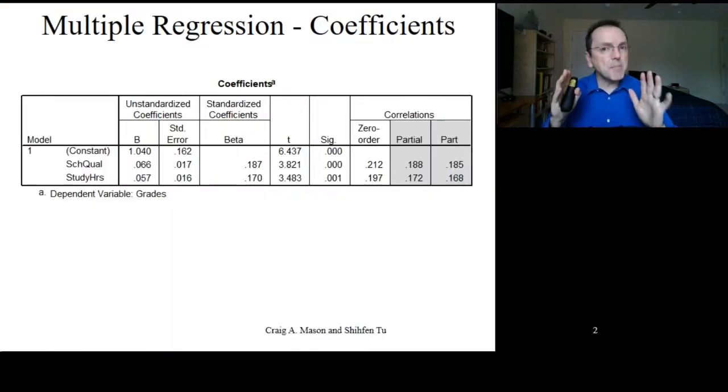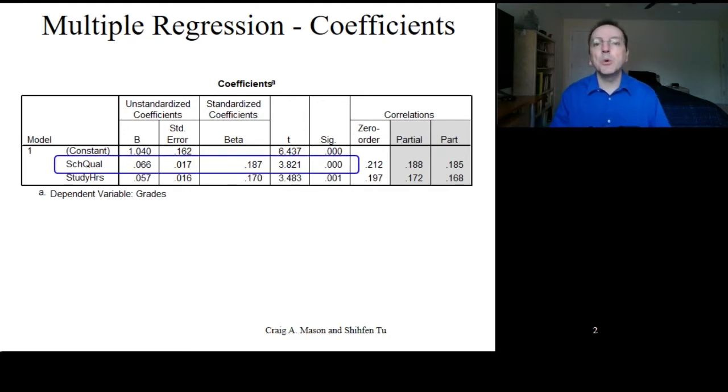First, let's step back and review how the t-test for a regression coefficient works. Here's the coefficients table from an analysis in which we use school quality and study hours as predictors of student grades. Let's focus on the effect for school quality.